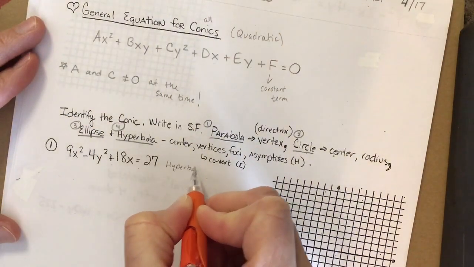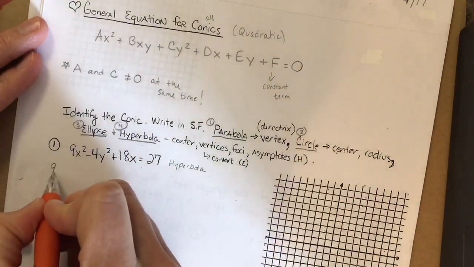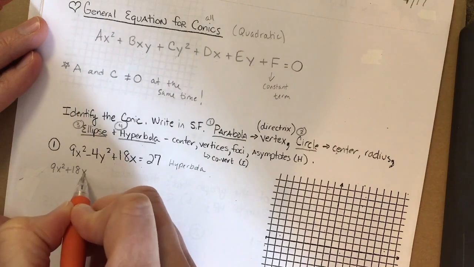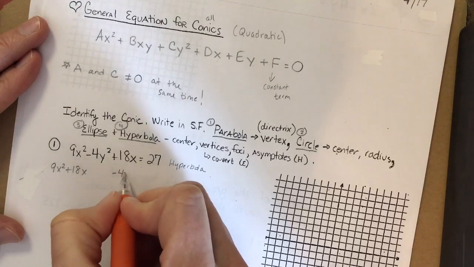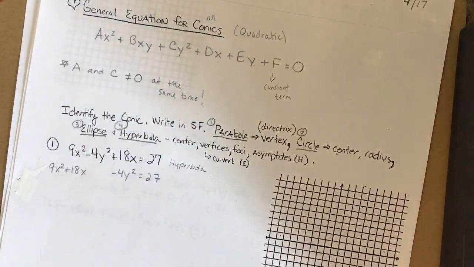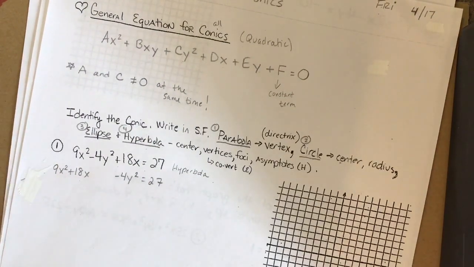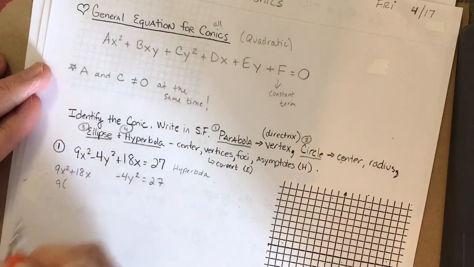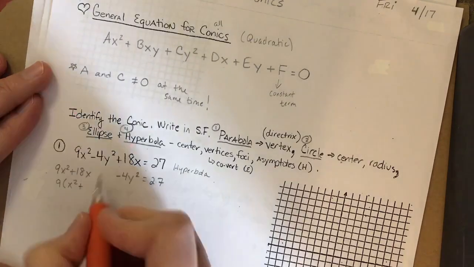Okay. All right, now we gotta get it in standard form. So I'm gonna put my 9x squared first, then my 18x, then I'm gonna leave a space, minus 4y squared equals 27. Now, what are we leaving a space for? Well, we're going to complete the square. Okay, but first I have to factor out my a, which is 9. All right, the coefficient in front of x squared.